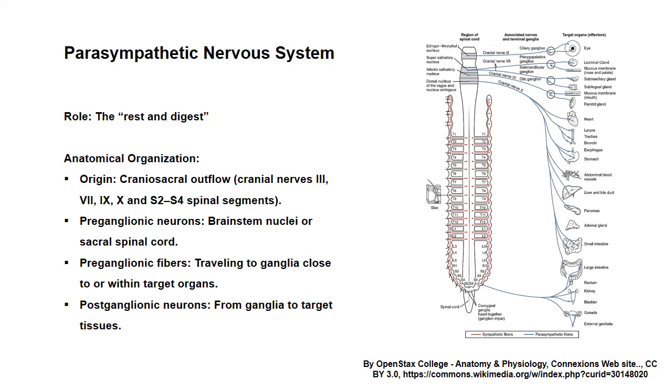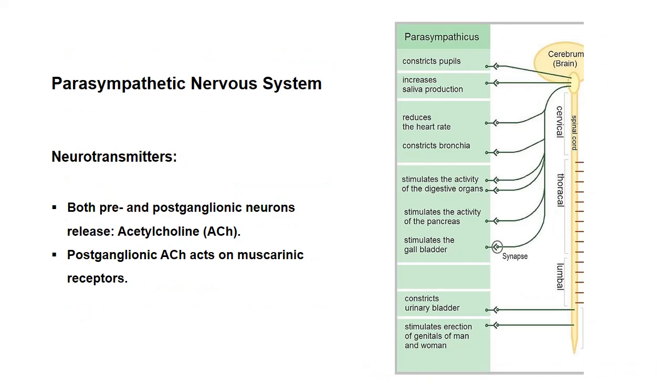Preganglionic fibers are long fibers traveling to ganglia close to or within the target organs, whereas the postganglionic fibers are short fibers from ganglia to target tissues. Neurotransmitters used in the parasympathetic system: both pre- and postganglionic neurons release acetylcholine. Postganglionic acetylcholine acts on muscarinic receptors.